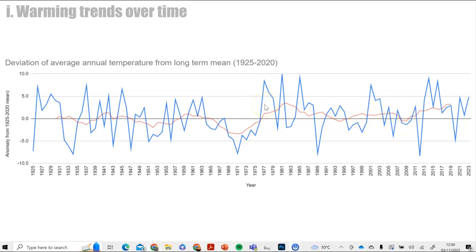So this isn't an easy graph to get your head around, but I'm hoping now you're beginning to see the change in the long-term trends, from dipping up and down below and above the long-term mean to mostly above the long-term mean. The temperatures are rising.